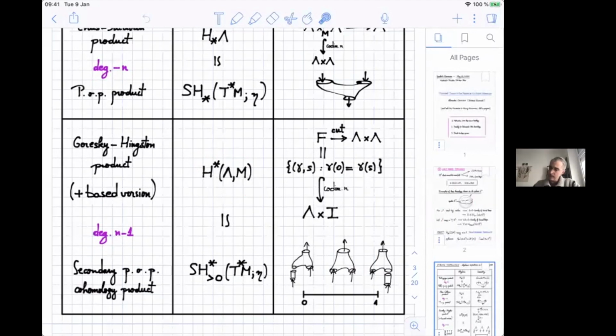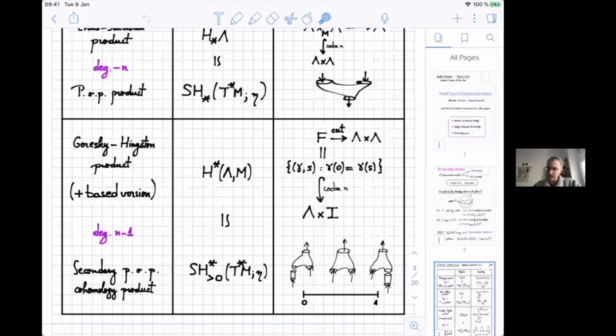Now, one of the messages of the talk is going to be that the Goresky-Hingston product is dual to the Chas-Sullivan product, and the picture that is dual to concatenation is splitting. So we look at families of loops, and whenever a loop in the family passes again through its own origin, we split it into two. But we do not specify the time when it passes again through the origin.